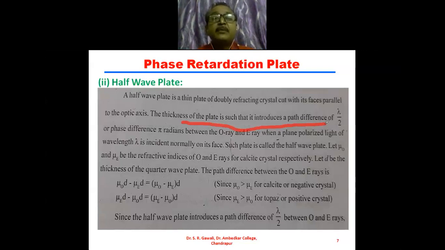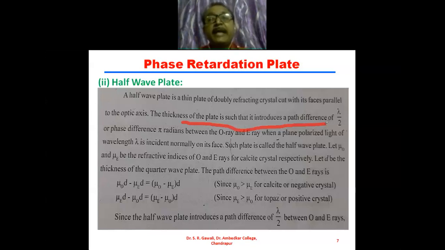So the thickness of the plate is such that it introduces a path difference of lambda by 2, or a phase difference of pi radian, between the ordinary and extraordinary rays. When plane polarized light of wavelength lambda is incident normally on its face, such a plate is called the half wave plate.